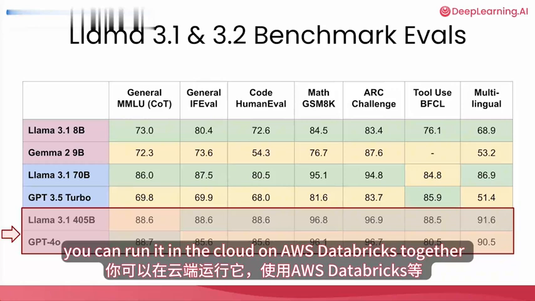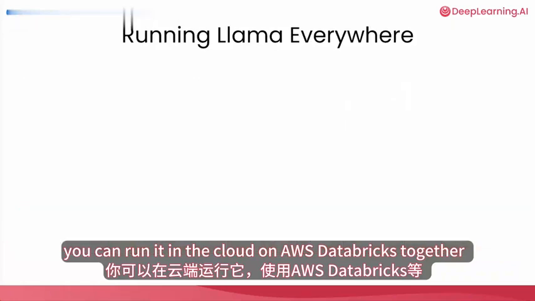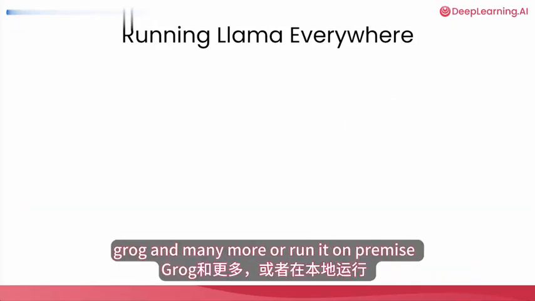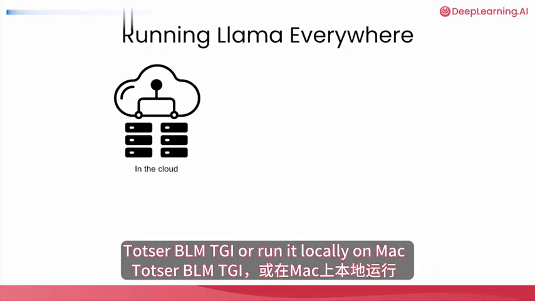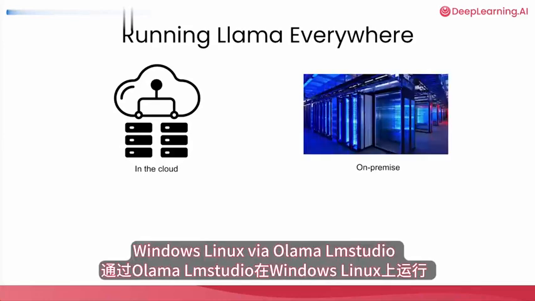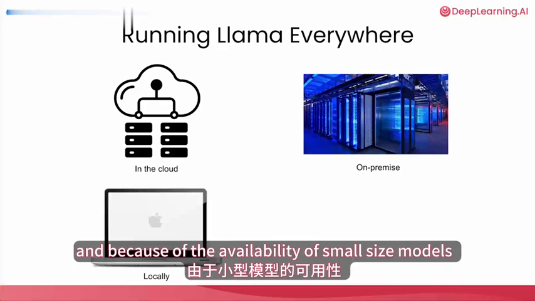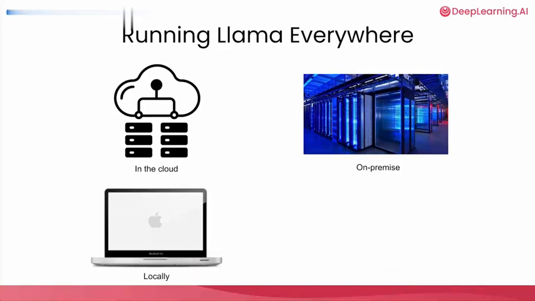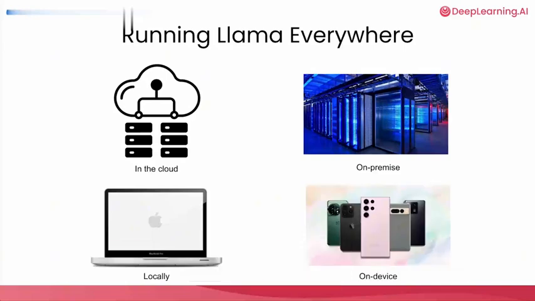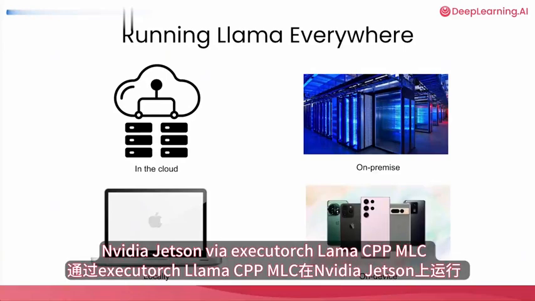You can run it in the cloud, on AWS, Databricks, Together, Groq, and many more. Or run it on-premise, with TorchServe, vLLM, TGI. Or run it locally on Mac, Windows, Linux, via Ollama, LM Studio, Llama.cpp. And because of the availability of small size models, you can run Llama on device. You can run it on iOS, Android, Raspberry Pi, NVIDIA Jetson via ExecuTorch, Llama.cpp, MLC.